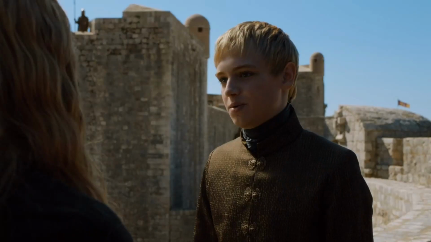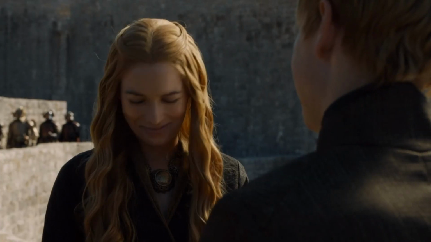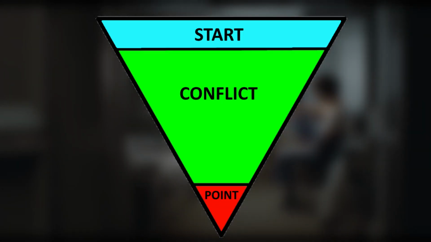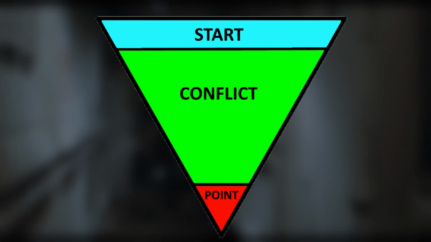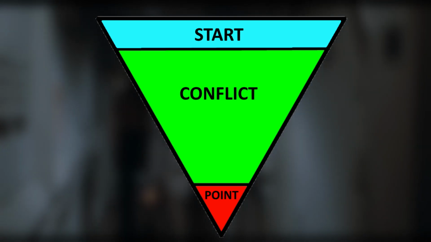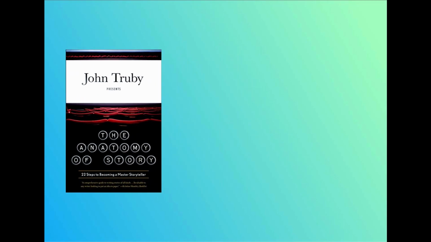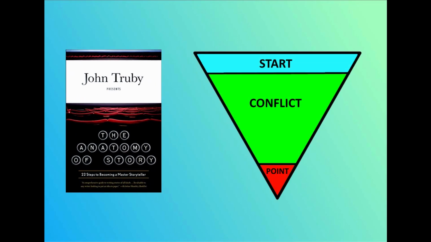So if you've ever taken any writing class, read any articles, or watched any videos on scene structure, you've probably heard of the funnel method, which looks like this. A scene starts wide and conflict pushes the scene down the funnel to a point, the point of the scene. I first saw this method in John Truby's book, The Anatomy of Story, the book I referenced in my last video and the book every writer treats as a Bible.